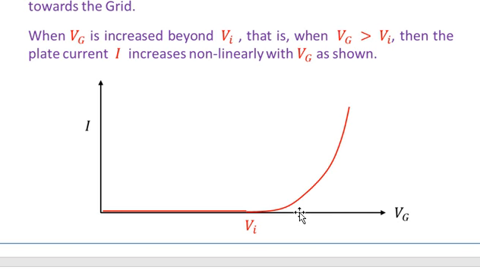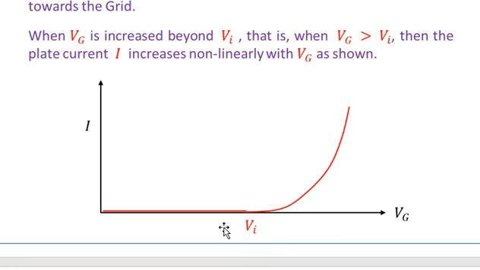They will move towards the anode plate, and so more current will be recorded. So the current will be non-linearly increased with the increase in the value of the grid voltage. You see that just when the current is non-zero and starts increasing, we should immediately know that this is the voltage Vi that we have found.